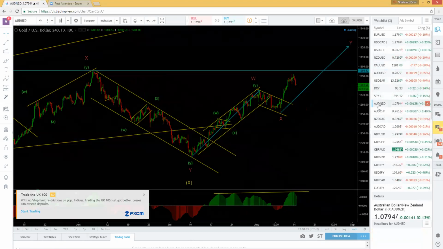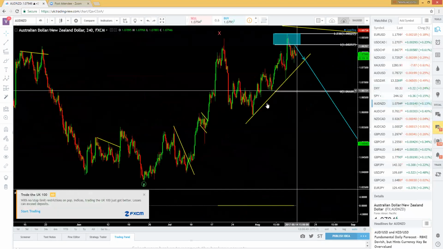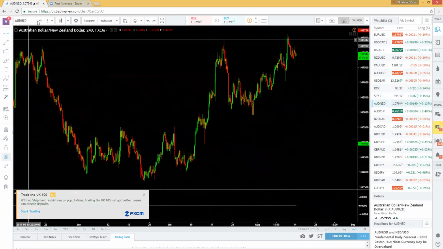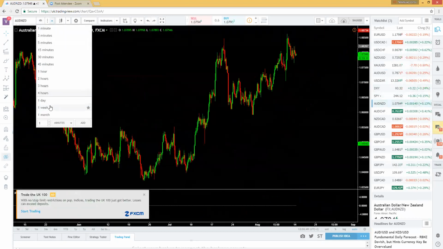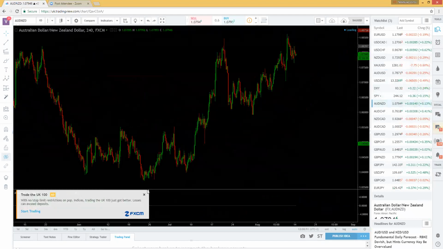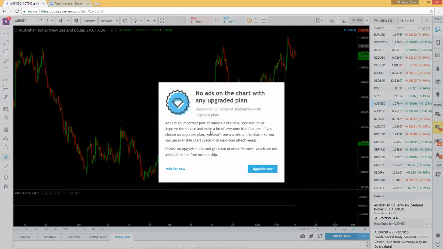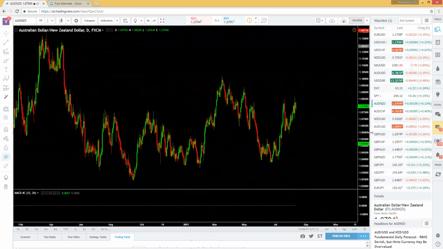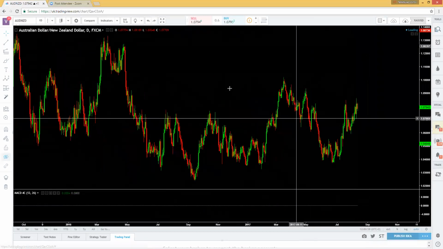And then Aussie New Zealand that we've been talking about for the last three weeks. I'm going to go through it again just to get an update on where we are on this pair now. I'm going to switch it off and put in a higher time frame, daily, and just show what we're looking at on this pair.